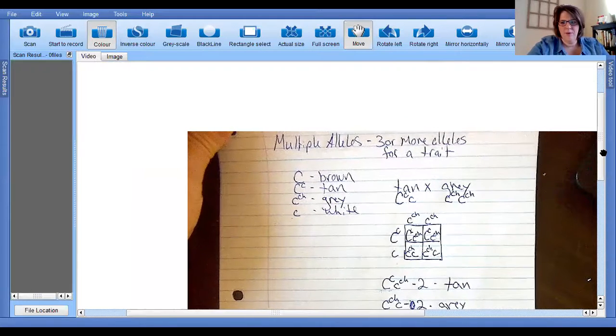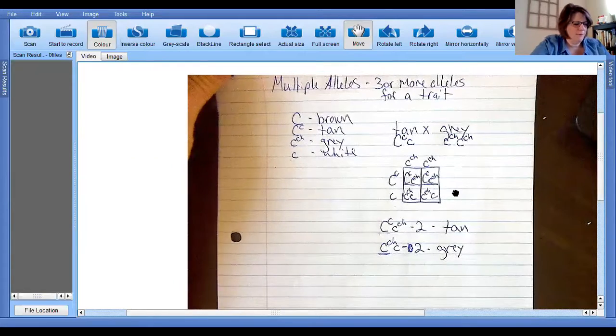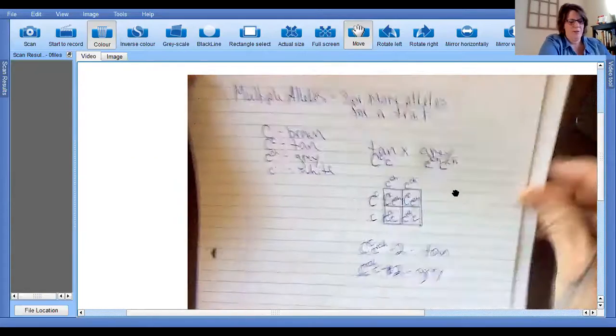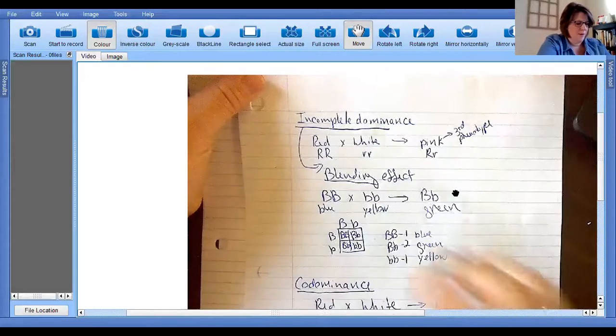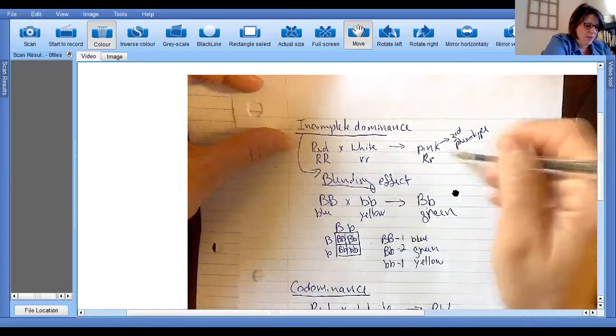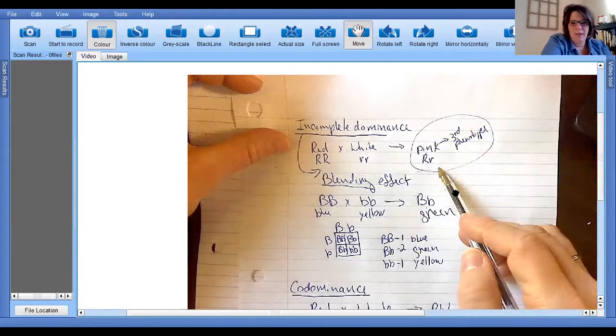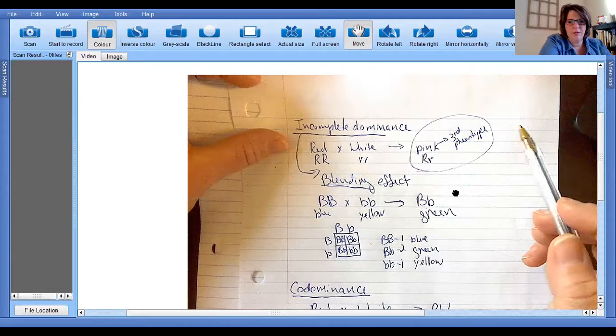Okay, so that's all the notes I want to go over today. But so, three different variations. Let me go back. We have incomplete dominance, where one trait is not completely dominant over the other, and you get a third phenotype that's a blend. So pink. If you get two colors and they make a third color that's a blend.